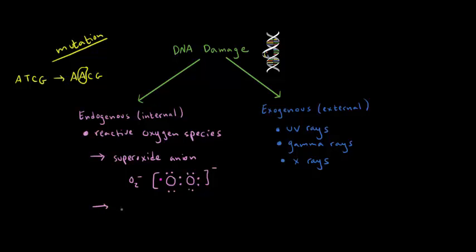Another example would be peroxides. Peroxides are molecules that have two oxygens, and on either end there's another atom. That R can represent different types of atoms. So this is the general way that a peroxide looks. You might have heard of hydrogen peroxide. So this is hydrogen peroxide.